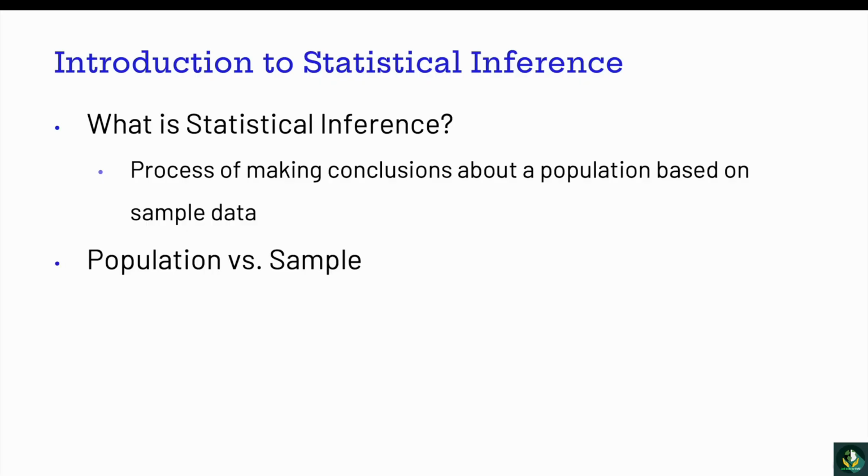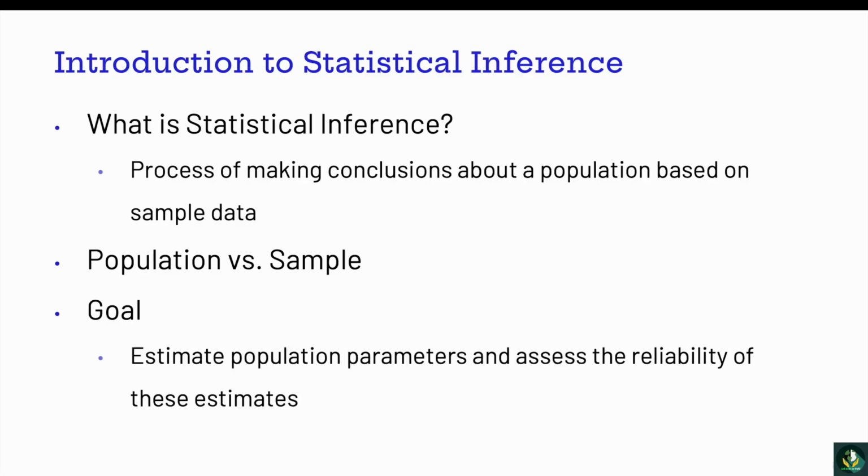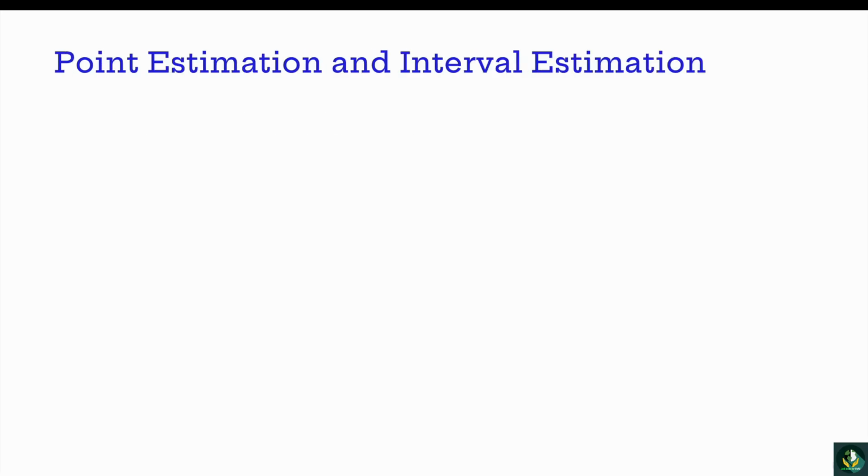Now, what is population versus sample? Population is the entire set of individuals or observations, whereas sample is a subset of the population used to infer properties of the population. The goal is to estimate population parameters, for example mean, proportion, and assess the reliability of these estimates. Let's look at point estimation and interval estimation.